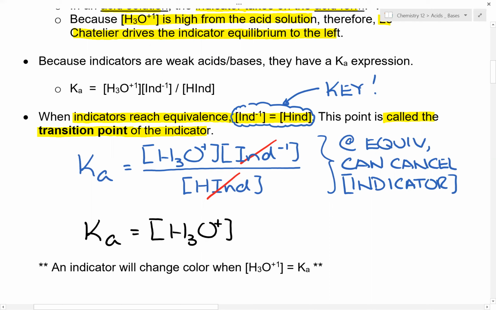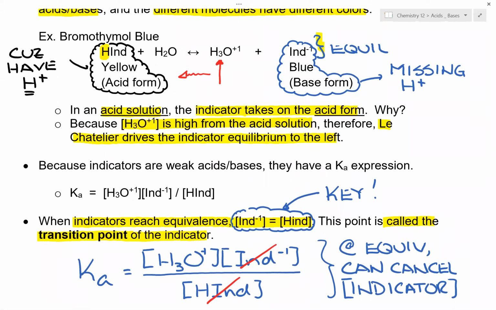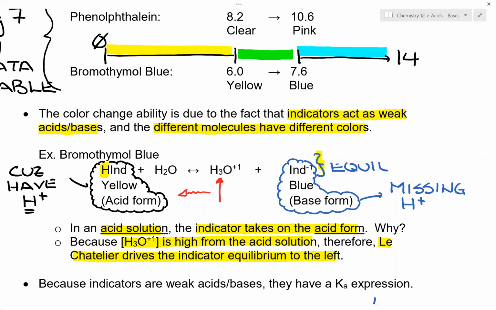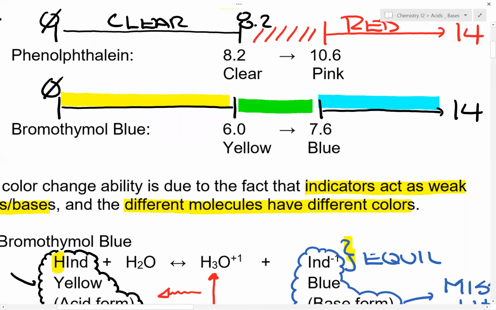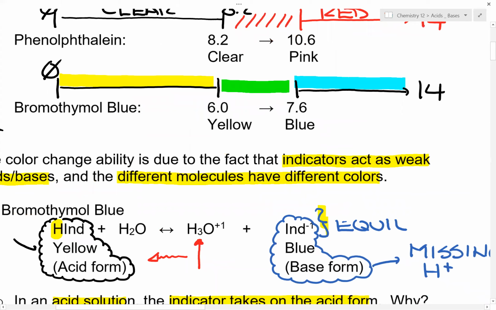So what's the significance of this? It means that an indicator will change color when the H3O plus is equal to the Ka. Why is it changing color? Because if the base form and the acid form are exactly the same, they can cancel out. And this is why, if we went back to bromothymol blue, when it's changing color, you have the intermediate color of green between 6.0 and 7.6, because the acid form and the base form are starting to be equal.